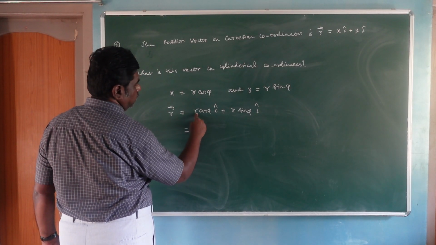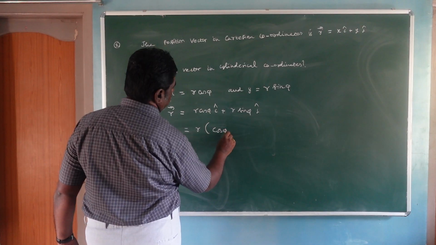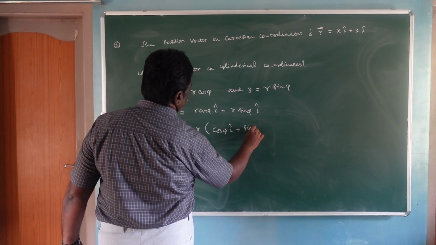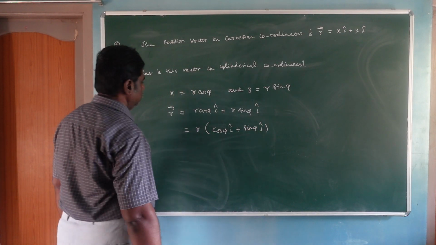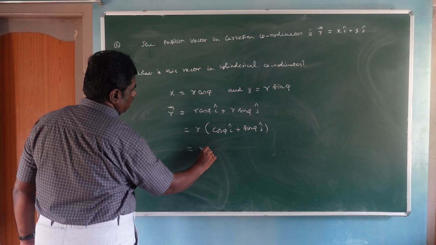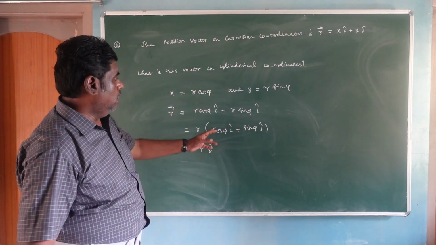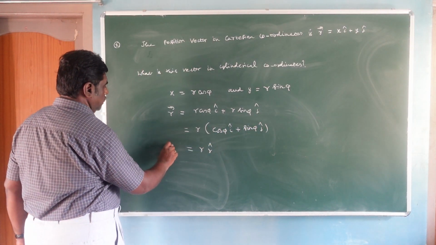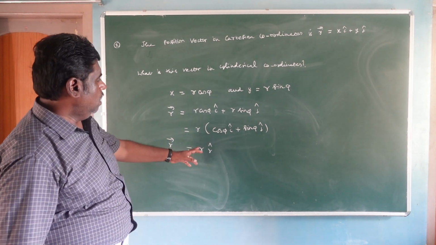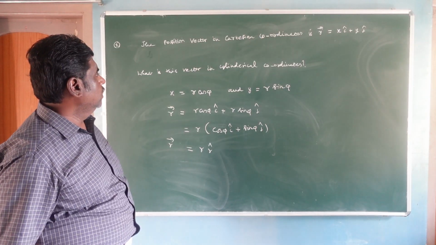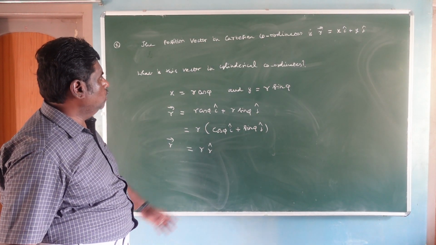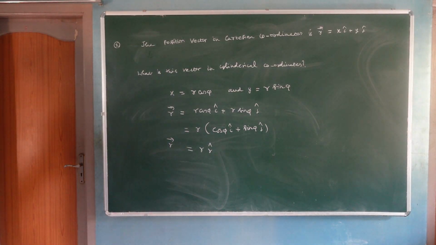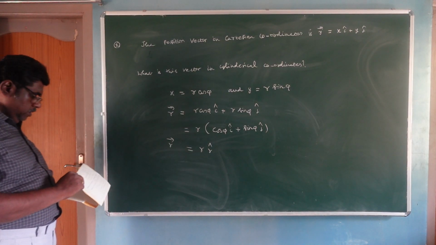This is equal to, take this r outside, cos phi into i plus sin phi into j. This is r into r cap. Cos phi into i plus sin phi into j is a unit vector. So the vector r is equal to r into r cap. This is the value of the position vector in cylindrical coordinates. I will go to the third problem.